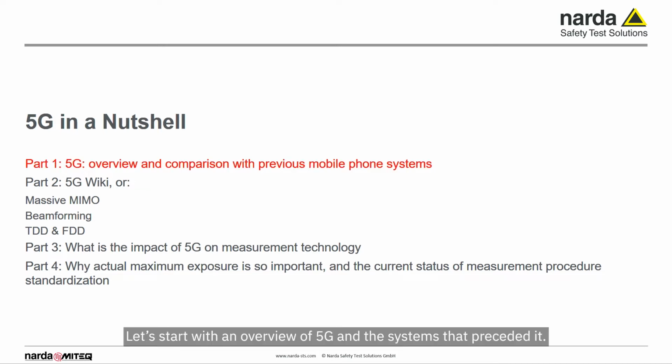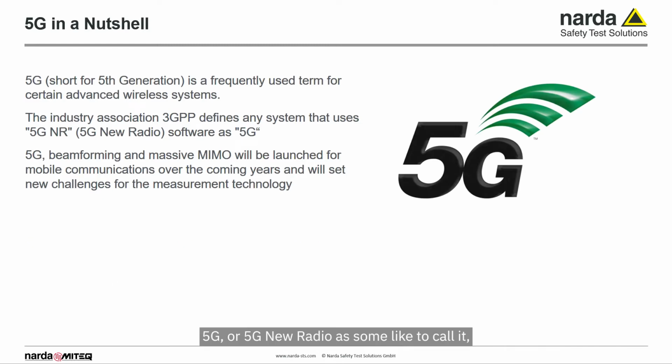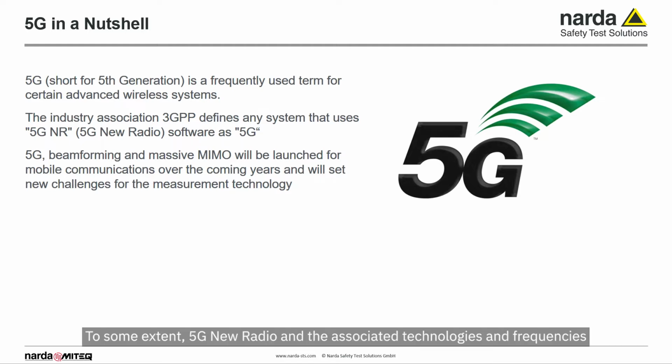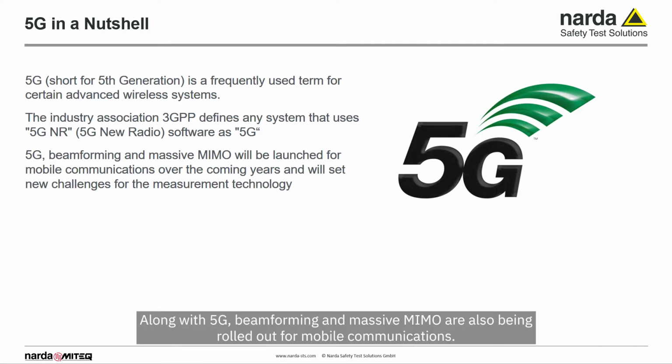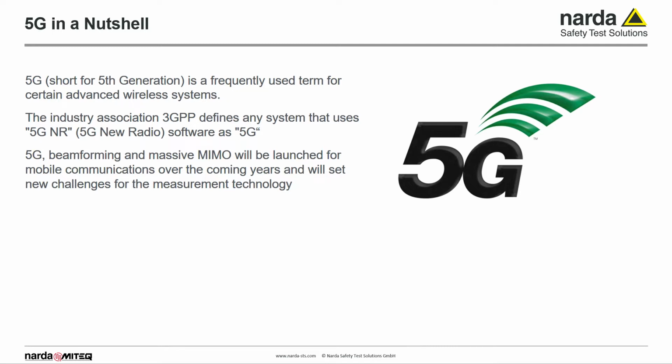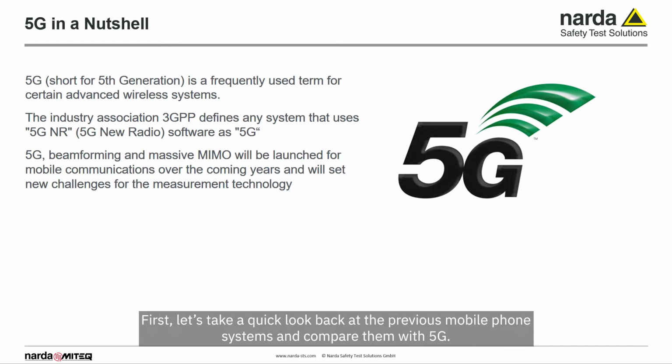Let's start with an overview of 5G and the system that preceded it. 5G, or 5G New Radio as some like to call it, is a mobile communication standard for the years ahead. To some extent, 5G New Radio and the associated technologies and frequencies set new challenges for the measurement equipment when it comes to human safety in electromagnetic fields. Along with 5G, beamforming and massive MIMO are also being rolled out for mobile communications. First of all, let's take a quick look back at the previous mobile phone systems and compare them with 5G.